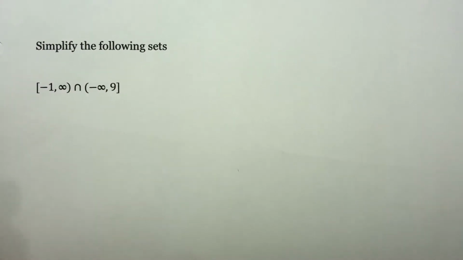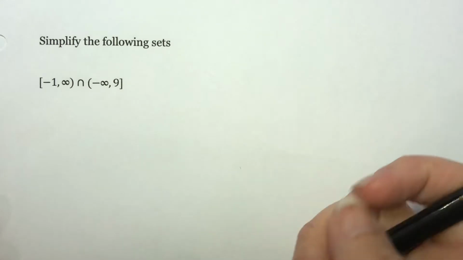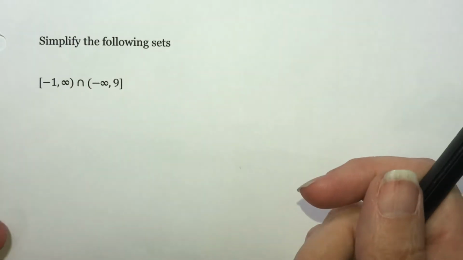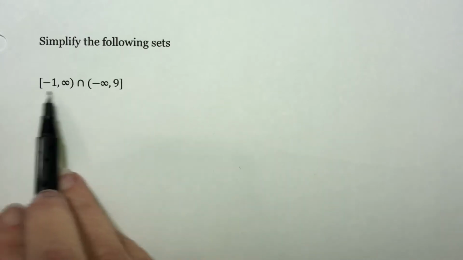This is part 3 of section 2.2. We have 2 more problems. These are very similar to the problems we just worked. What we're going to have to do is we're asked to simplify these.